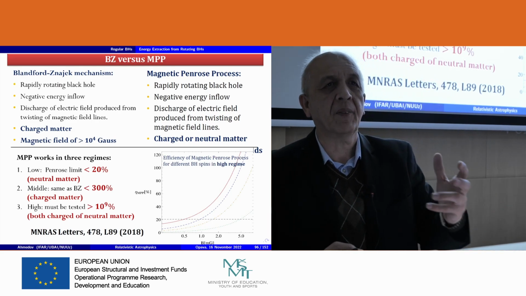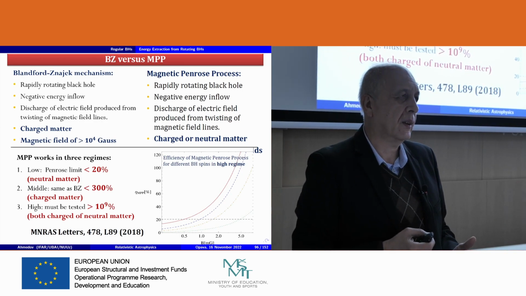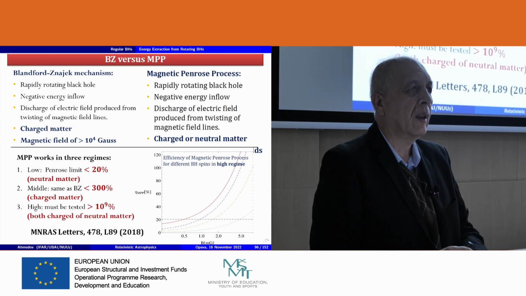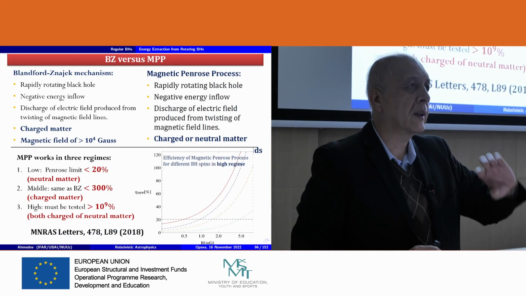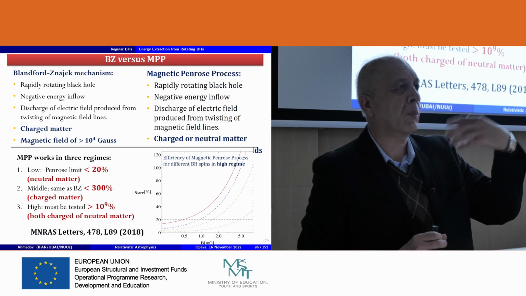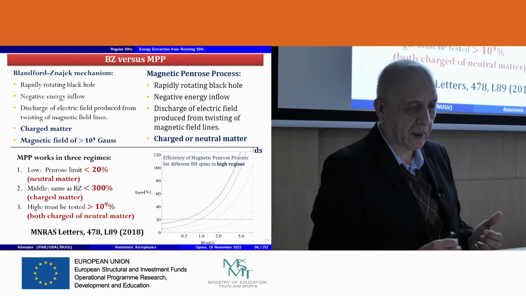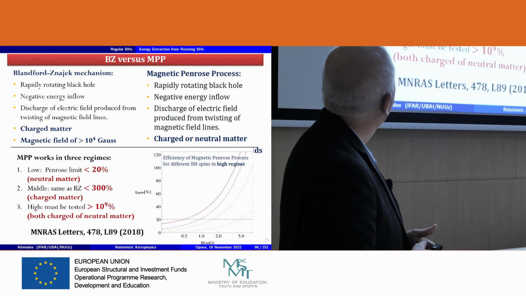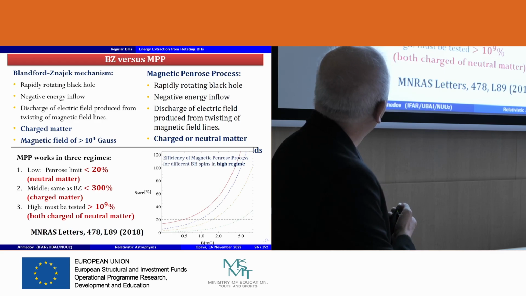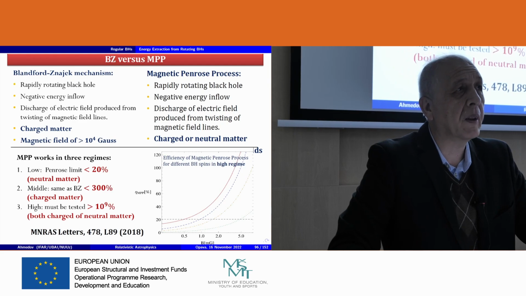So you have a magnetic field and a rotating object, and this unipolar inductor is the source of the energy which is coming. So the rotational kinetic energy of the black hole is transformed to electromagnetic energy through the magnetic field which exists there. Then it is called the Blandford-Znajek effect, and Naresh Dadhich with his collaborators suggested the magnetic Penrose effect.